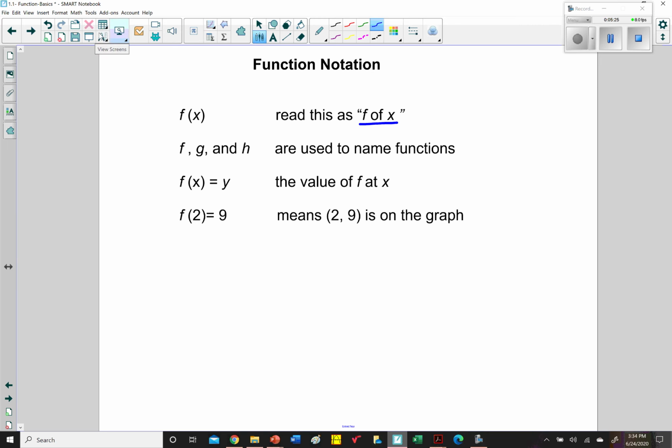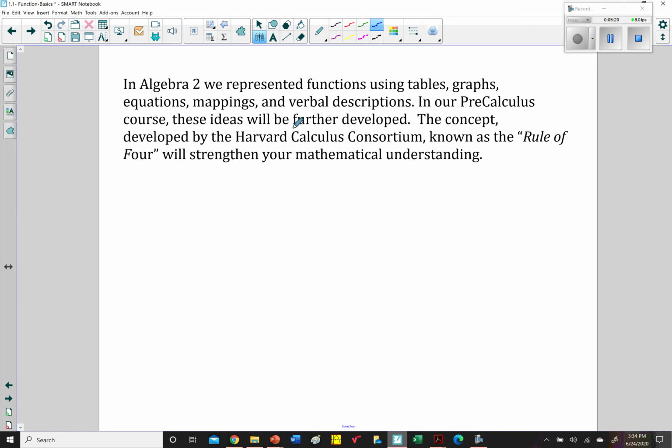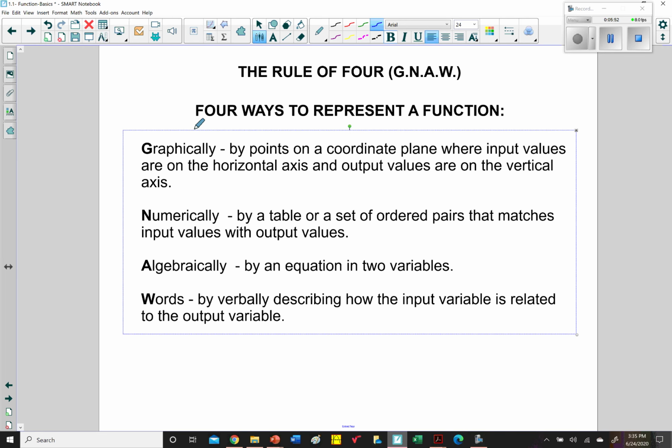Now in Algebra 2, we represented functions using tables, graphs, mappings, equations, and verbal descriptions. In pre-calc, we're going to expand on that knowledge and use what the Harvard Calculus Consortium developed called the Rule of 4. And the Rule of 4 will help us strengthen our mathematical understanding as we move through the year. It's the basis for our calculus course.